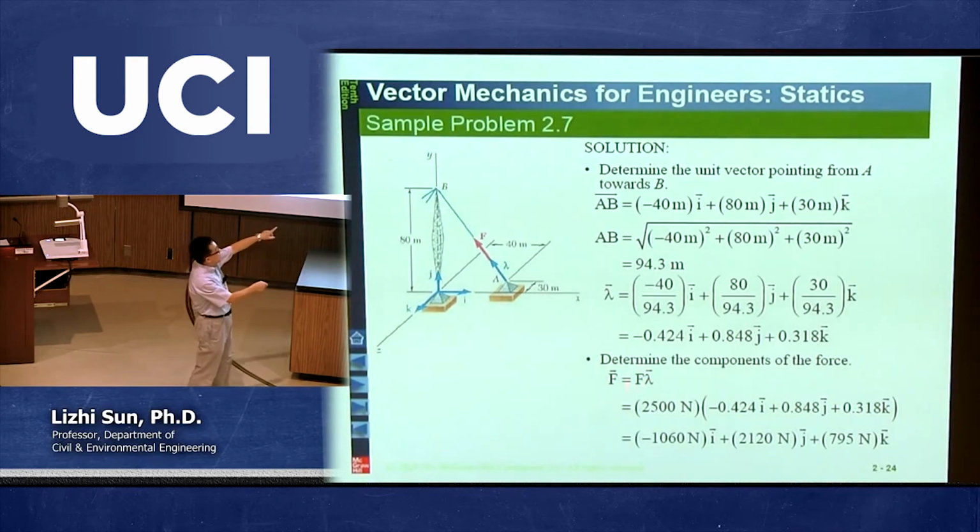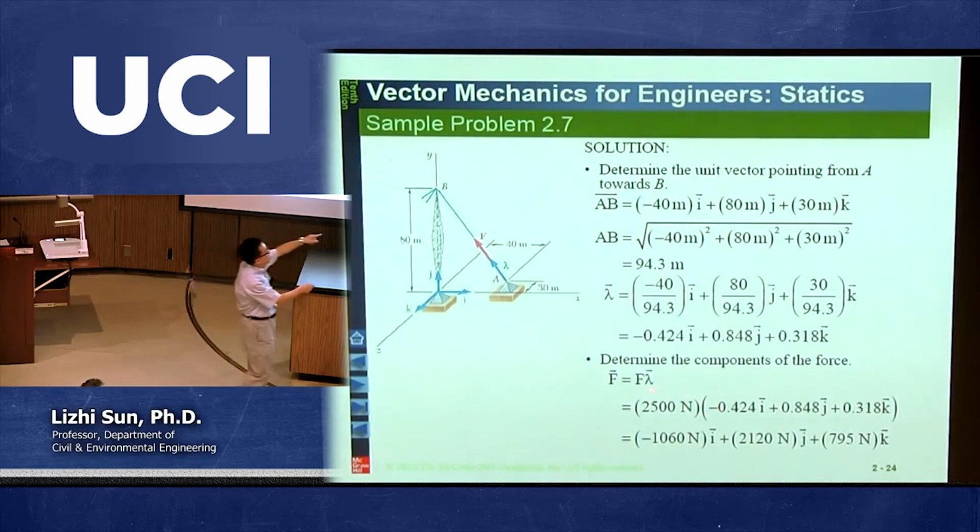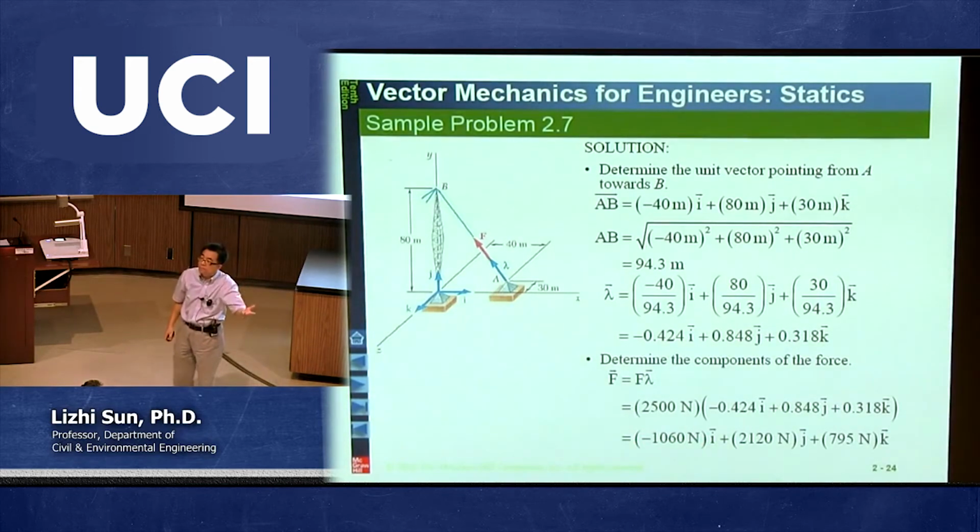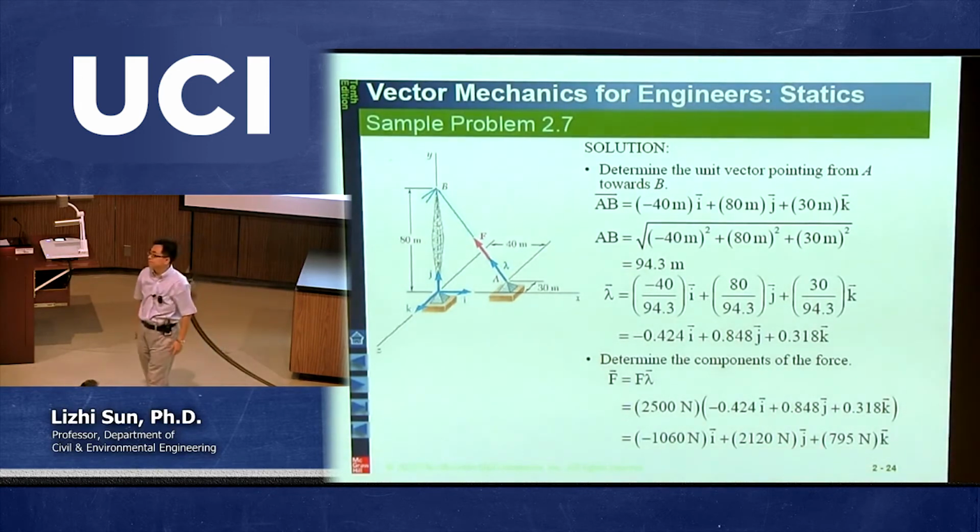So again, f is what? F is 2500 given from the problem statement. Multiply with lambda, you get 3 terms in lambda here. You just put this one, and then you just calculate term by term. You finally end up with those. And then this one is called what? This is called the x component of the force. And this is the y component of that force. And this is the z component of that force.